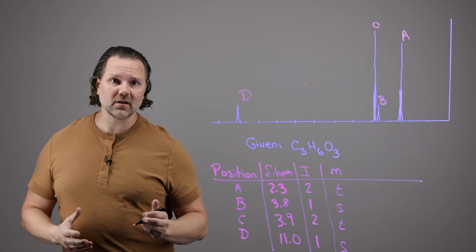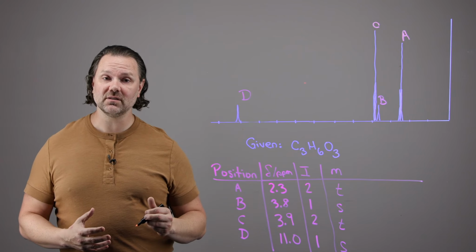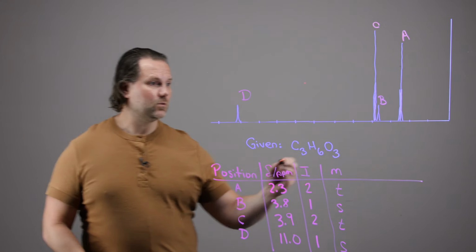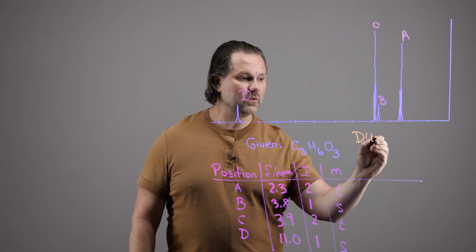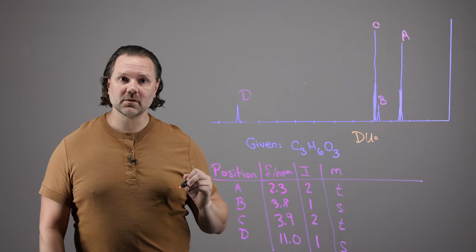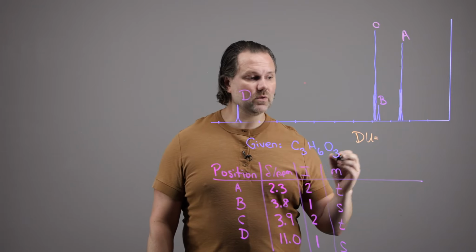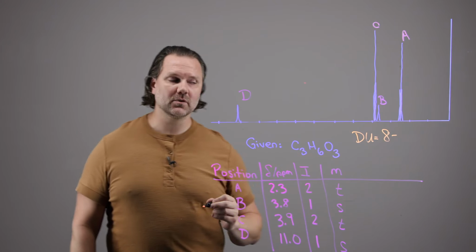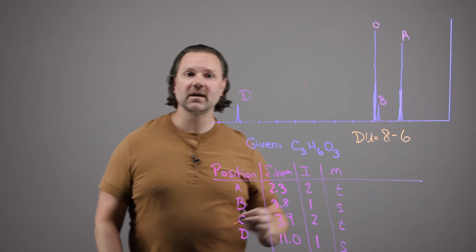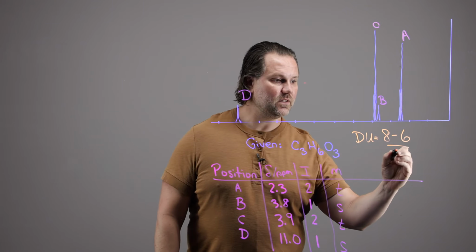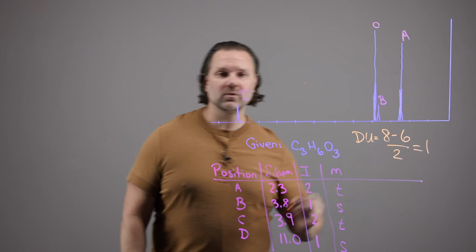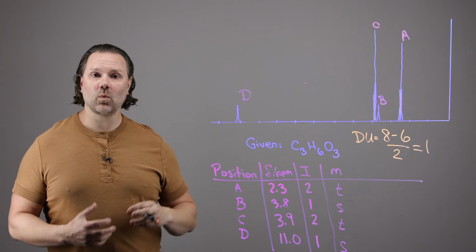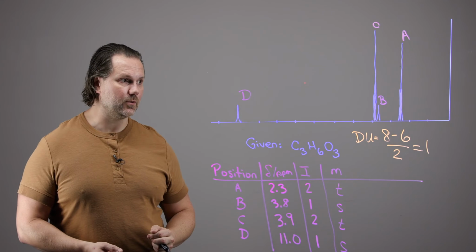So let's start off by determining the degree of unsaturation so that we know how many rings or double bonds might be present in the molecule. We know our degree of unsaturation is 2 times the number of carbons plus 2. So 2 times 3 plus 2 more is 8. Subtract the number of hydrogens. There are no nitrogens or halogens present. We divide by 2, and we get a degree of unsaturation of 1. So there is 1 double bond, or there is 1 ring present in our molecule.